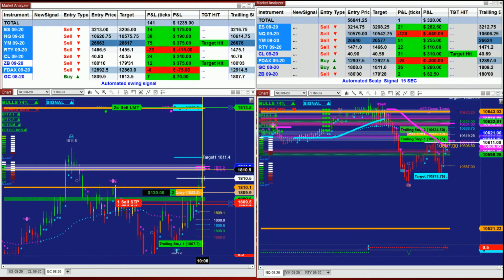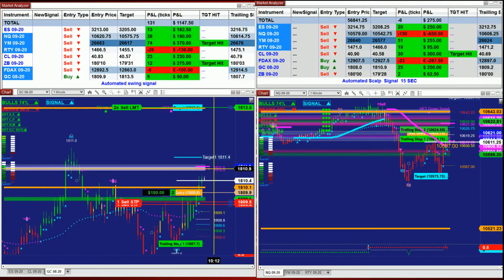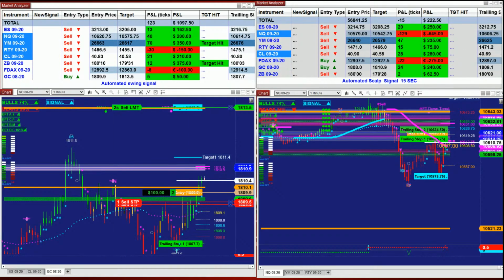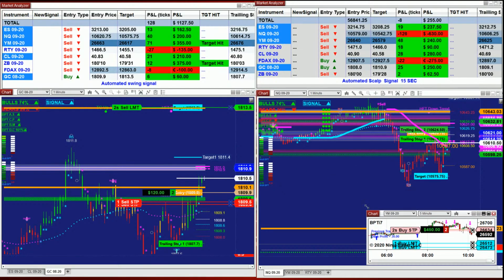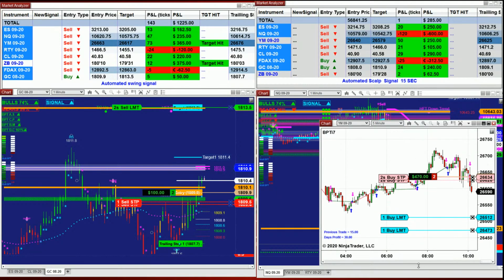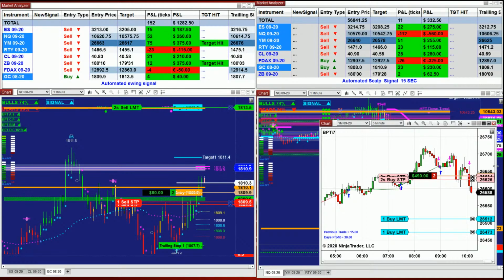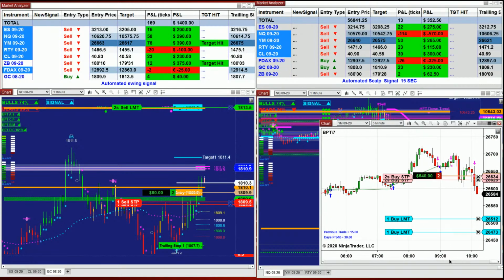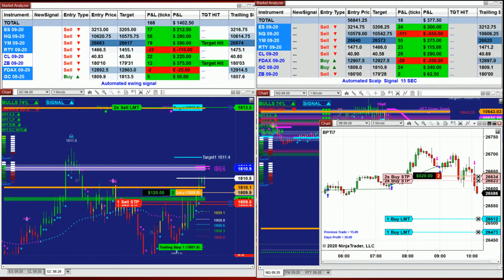It's coming to test the 1810. As you see, it fell earlier today. So let's see if it's able to break it one more time. We have a new trade on the YM, and the CL.